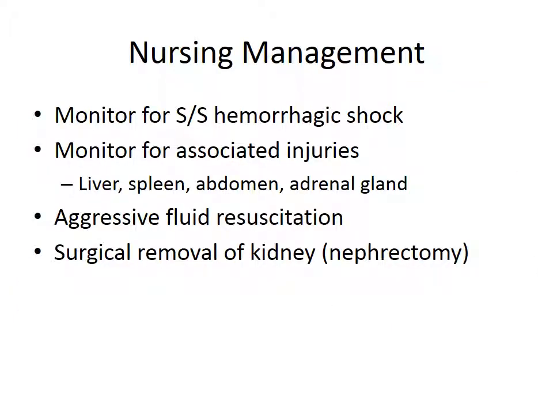Nursing management of these patients includes monitoring for signs and symptoms of hemorrhagic shock, monitoring for associated injuries such as liver, spleen, abdomen, and adrenal gland injuries, aggressive fluid resuscitation, and surgical removal of the kidney, a nephrectomy, if necessary. Not mentioned here, but also another thing to consider is that if the patient is bleeding profusely, you may want to transfuse, hopefully with type-specific blood, but in the case of a true trauma where you wouldn't have time to type, you may have to use O negative.